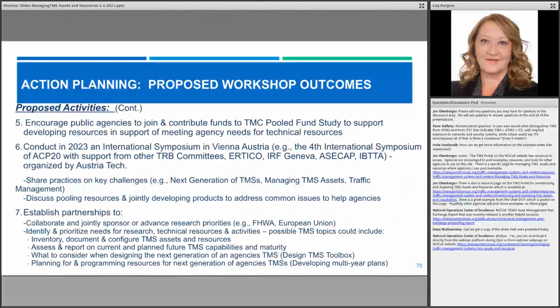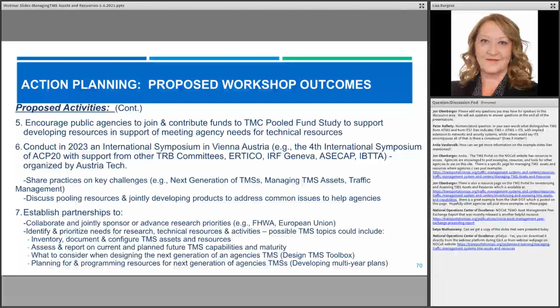We want to encourage public agencies to join and contribute funds to the TMC Pooled Fund Study. The TMC Pooled Fund Study is a valuable resource for all of us to be able to use to document what's happening and to be able to put resources towards programs for the future. So the TMC Pooled Fund Study, for those of you who are members, thank you very much. And for those of you who aren't, we can get the links, but please definitely look into joining the Pooled Fund Study because a lot of very valuable information comes out of that.